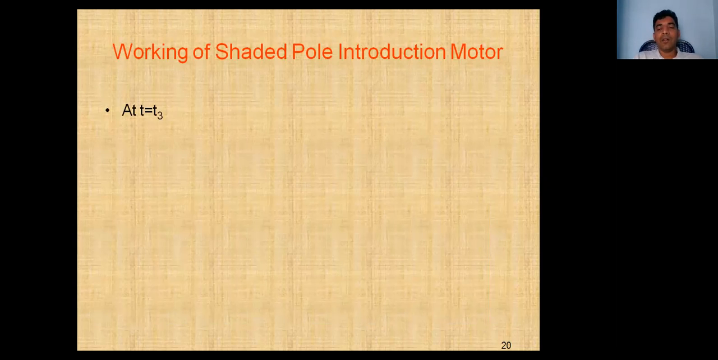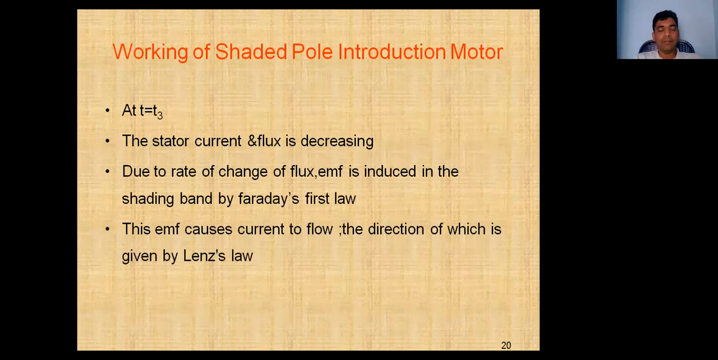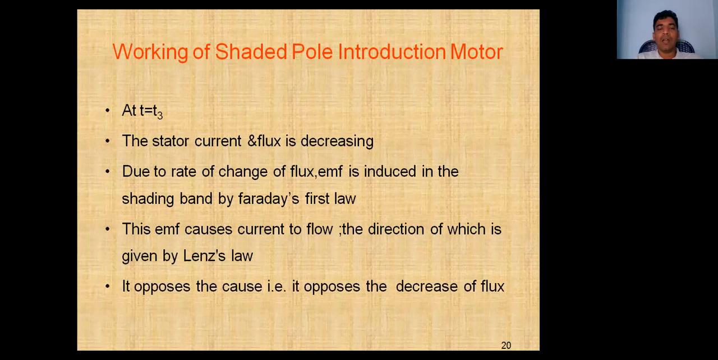At t equal to t3, the flux is decreasing. Due to the rate of change of flux, EMF is induced in the shading band by Faraday's first law. This EMF causes current to flow, the direction of which is given by Lenz's law. It opposes the cause, that is, it opposes the decrease of flux.